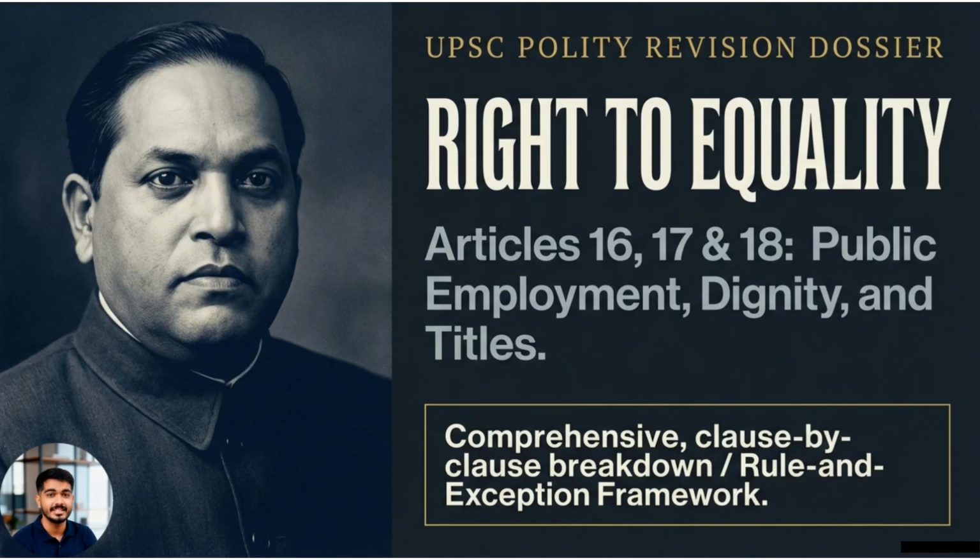We are continuing our Polity series where we are going article by article through the Constitution, covering everything that matters from a prelims point of view. In our last session, we covered Articles 12 to 15, which dealt with the state, law, the general right to equality, and non-discrimination. Today, we are moving forward and completing the right to equality chapter by covering Articles 16, 17, and 18. These deal with equality in public employment, the abolition of untouchability, and the abolition of titles. We are doing a comprehensive clause-by-clause breakdown today, so stay with me. Let us get straight into it.